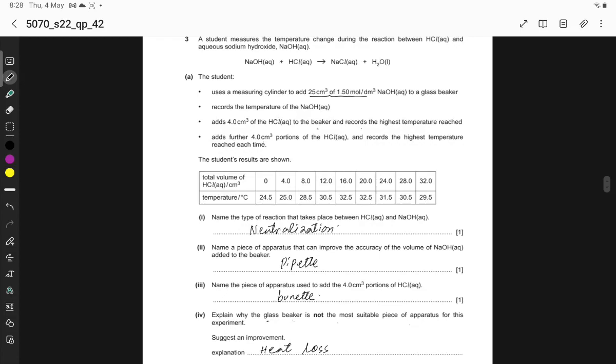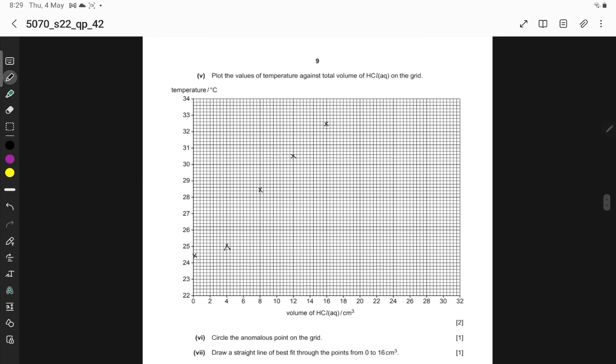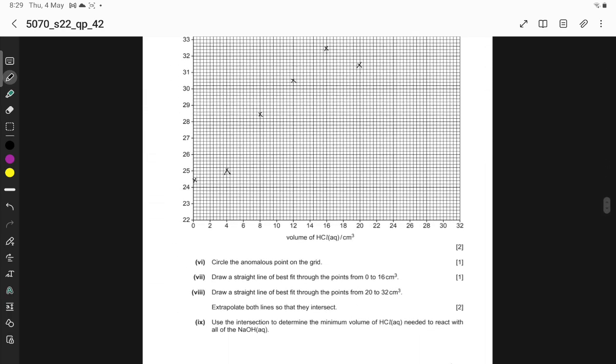Now at 24, 31.5. And at 28, 30.5. And at 20, 30.5.